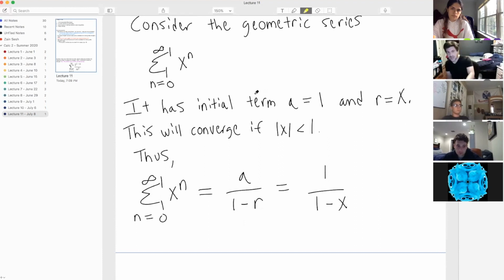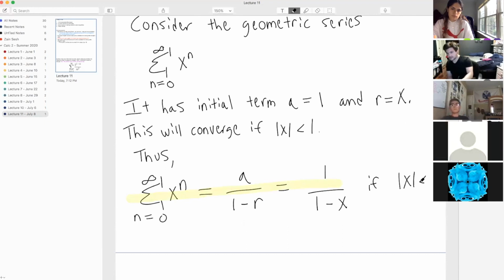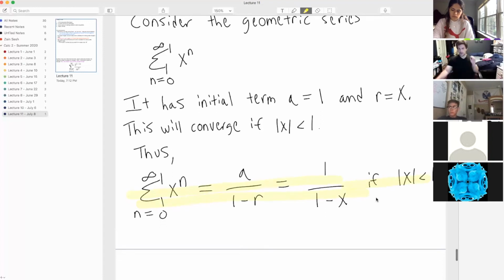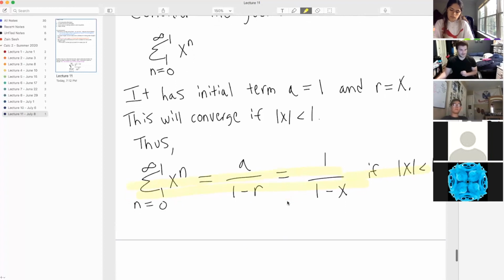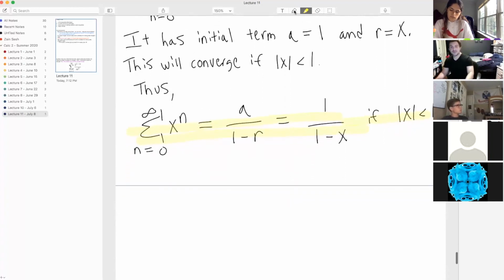Now, I need to point out that these equal signs are only valid if the absolute value of x is less than 1. Very important. This is only true in that interval from -1 to 1. I hope everyone is okay with how I obtained these equal signs. This is an extremely useful fact, this highlighted portion here.